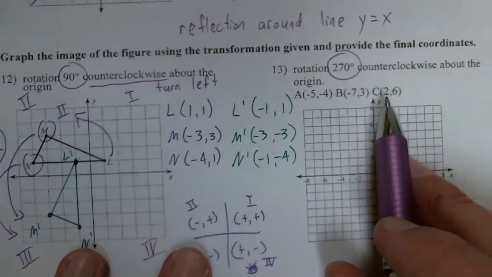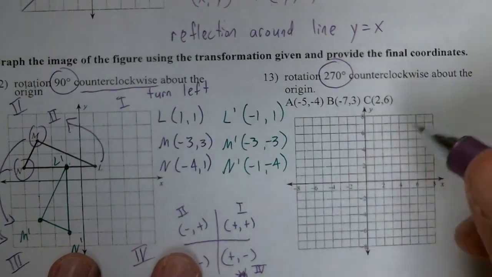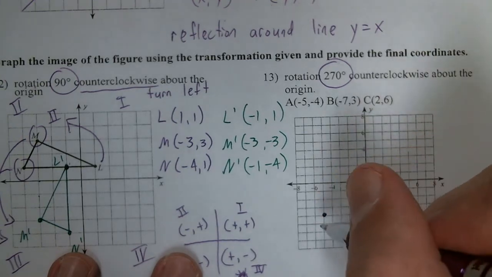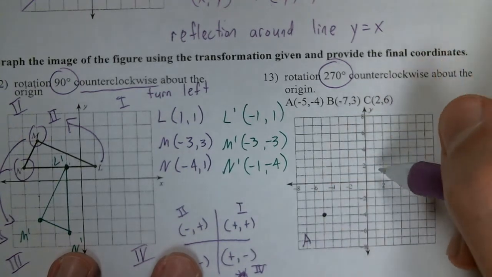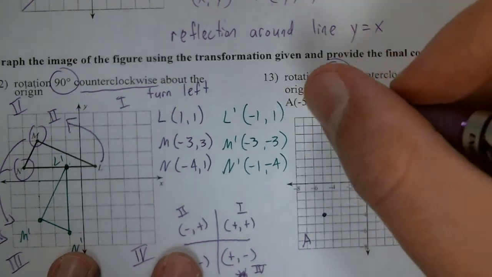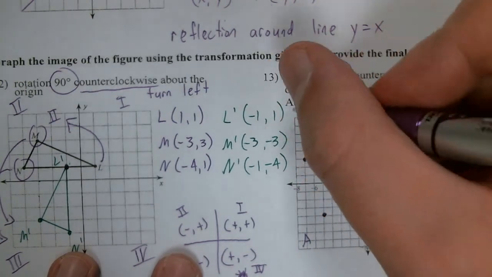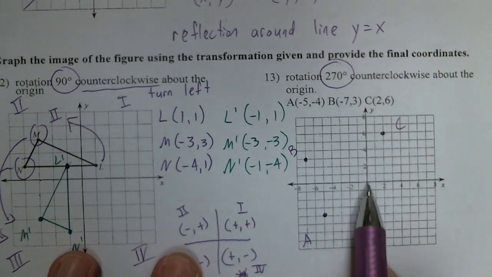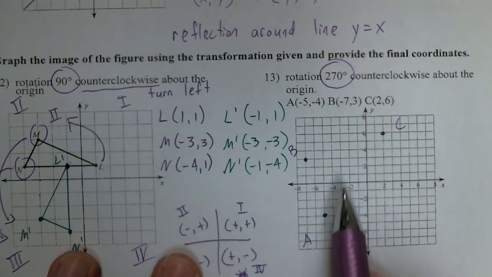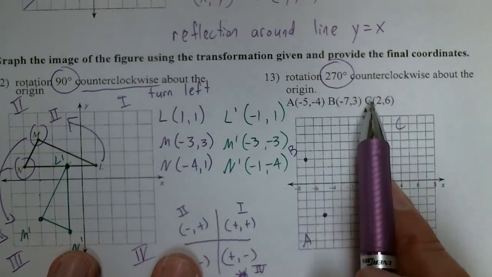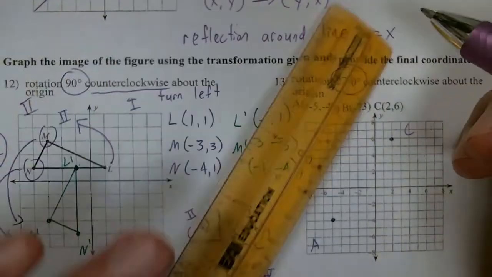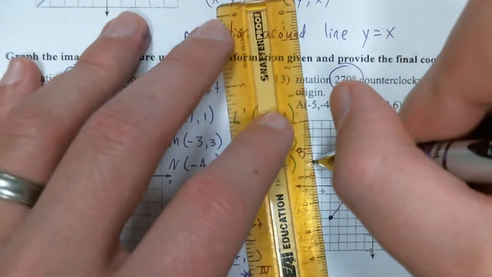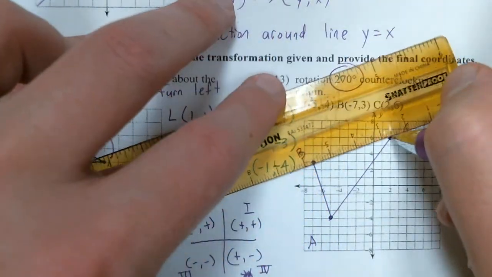All right, number 13, let's plot our points. Left 5, down 4. That's A. B is left 7, up 3. C is right 2, up 6. All right, let's check. Left 5, down 4. Left 7, up 3. Right 2, up 6. Always check and make sure, because if one of your units is off, guys, that's going to throw everything off.